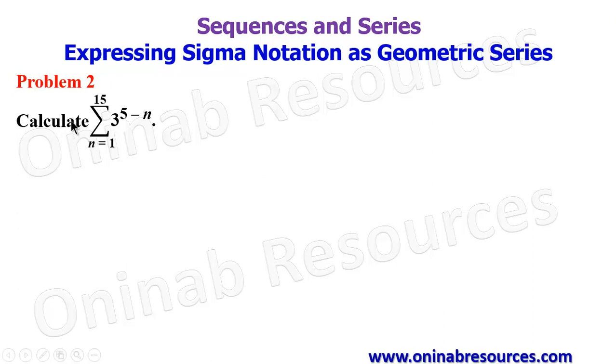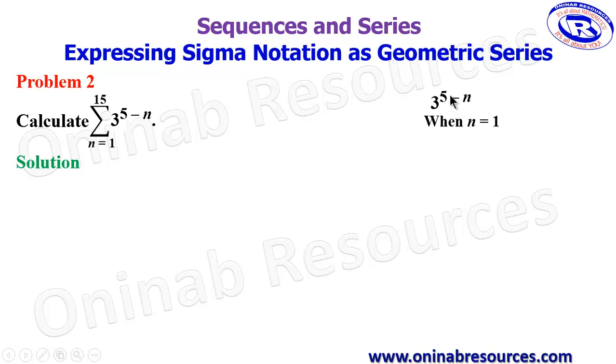For problem 2, calculate the sum from n equal to 1 to 15 of 3 raised to power 5 minus n. Again, in our solution to this problem, we are going to be summing up 3 raised to power 5 minus n from n equal to 1 to 15. So generating the series, we look at when n is equal to 1. That is 3 raised to power 5 minus 1, giving us 3 raised to power 4, and 3 raised to power 4 is 81. So the first term of the series is 81.